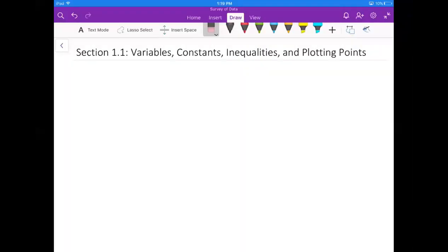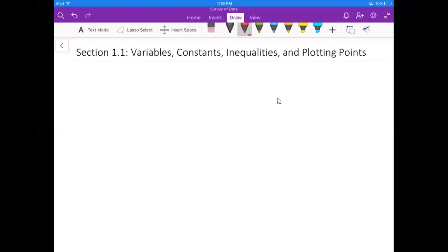All right, so today we're looking at section 1.1, which is kind of a mixed box of things that we're going to start off with some review. We're going to review what variables are, what constants are, inequalities, and how to plot points. So just a big review of some different topics that we'll see throughout this class.